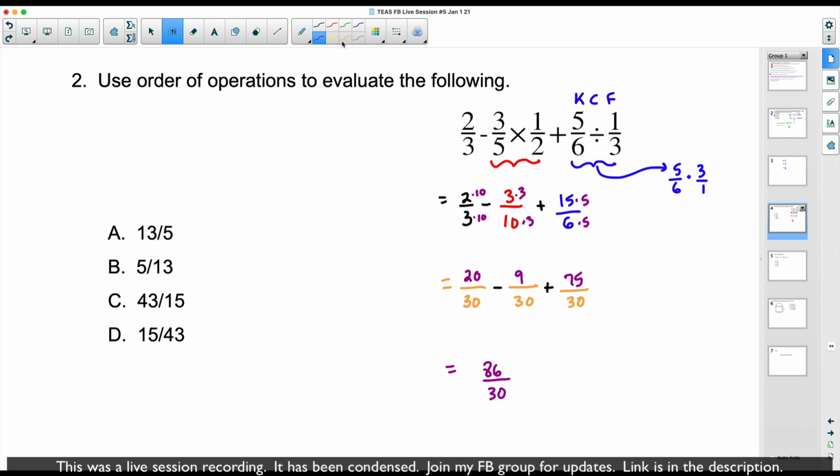Now we have to simplify this. Since both of these numbers are even, I'm going to divide by 2, and maybe that's the biggest thing we can divide by. If you take 86, cut it in half, divide it by 2, that is 43, and then 30 divided by 2 gives us 15, and that is choice C.